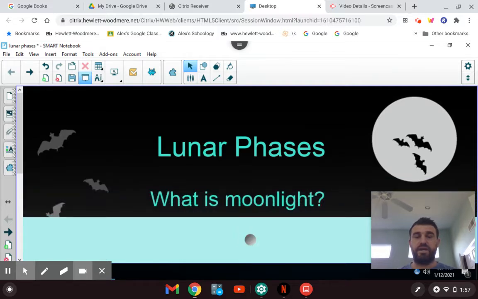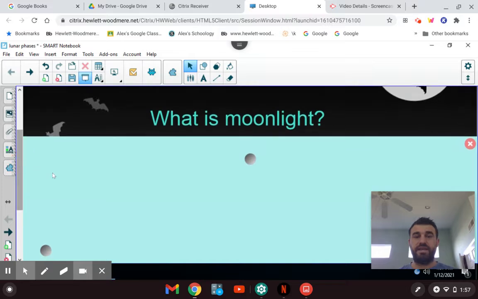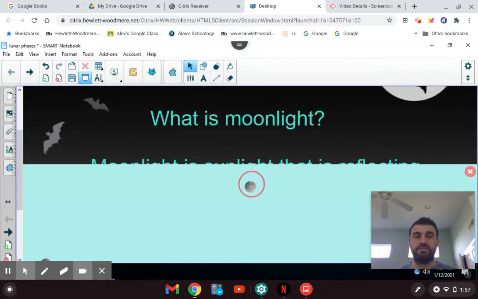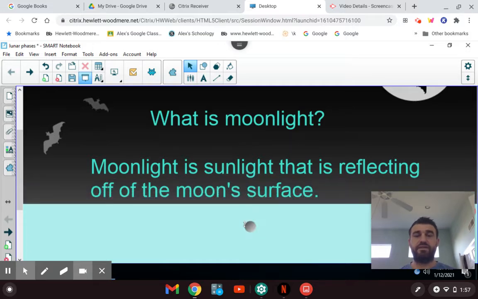Let's first start with moonlight. What is moonlight? So obviously it's light from the moon, but how does it get that light? Well, some of you might know the answer already. Moonlight is actually sunlight that is reflecting off of the moon's surface. So the moon kind of acts like a giant mirror. The rocks on the moon's surface have a decent amount of reflectivity, which means they reflect light, and light hits those rocks, and then they act like a mirror, and it bounces off of those rocks to Earth.